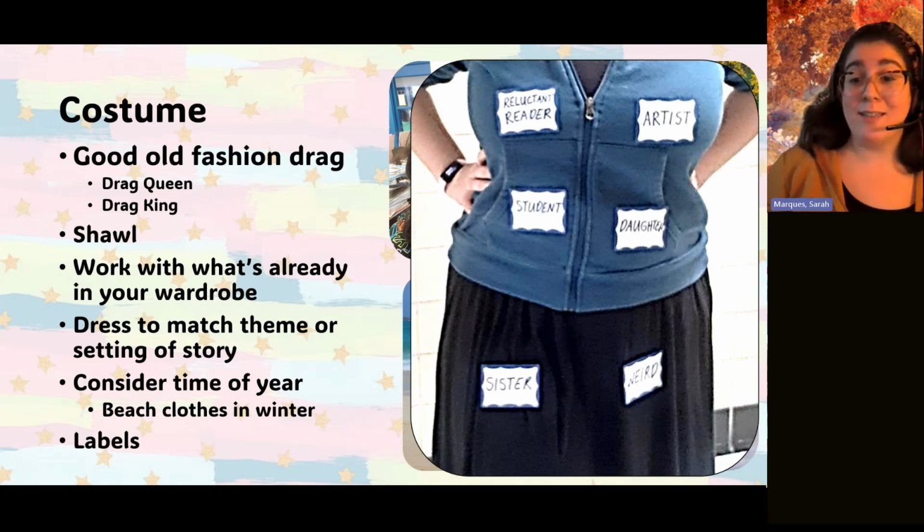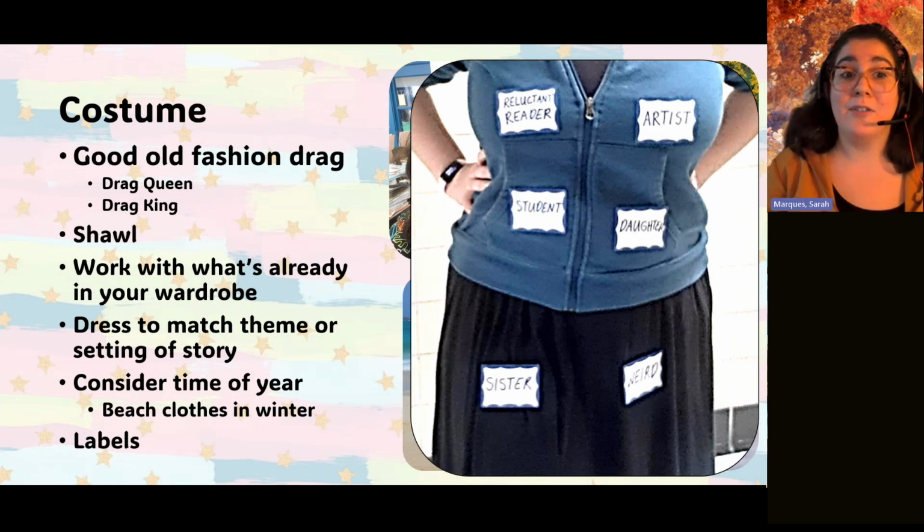And the last one is labels. So when I do the story Red, a crayon story, I put labels on myself. And these labels are the ones I had when I was a kid. And one of them is reluctant reader. And I actually had a lot of trouble learning how to read.